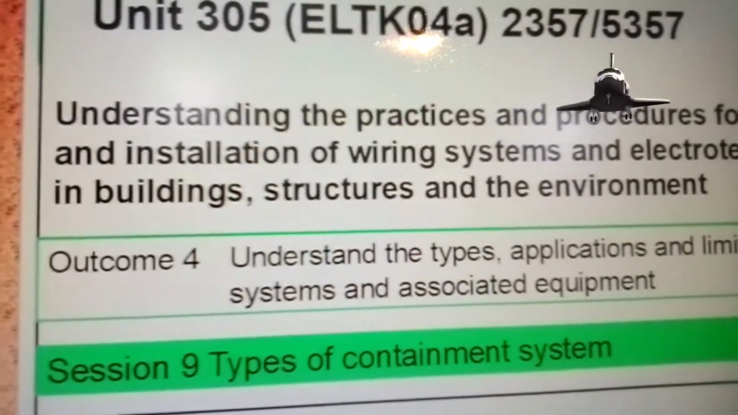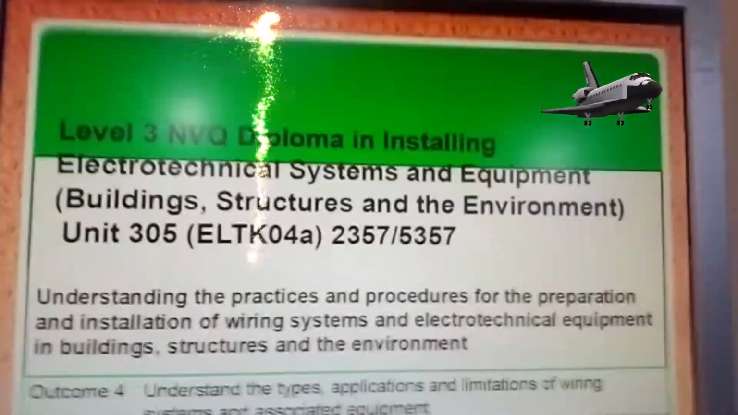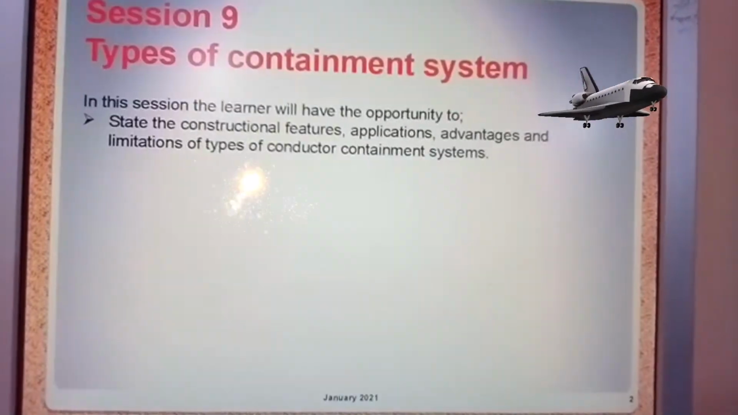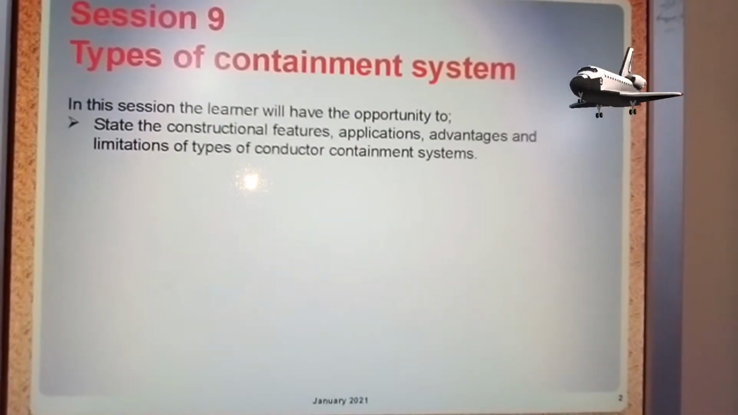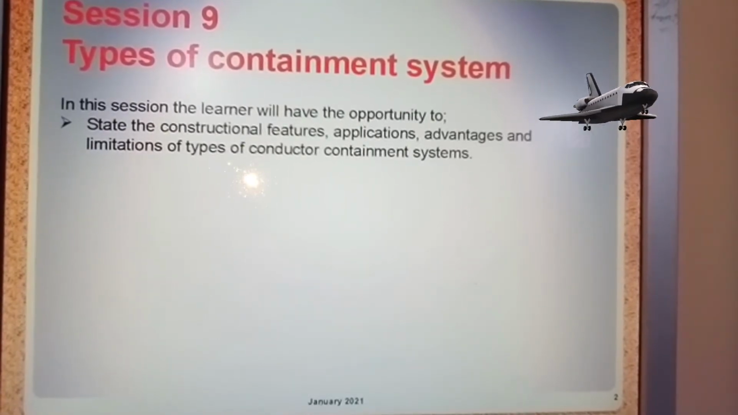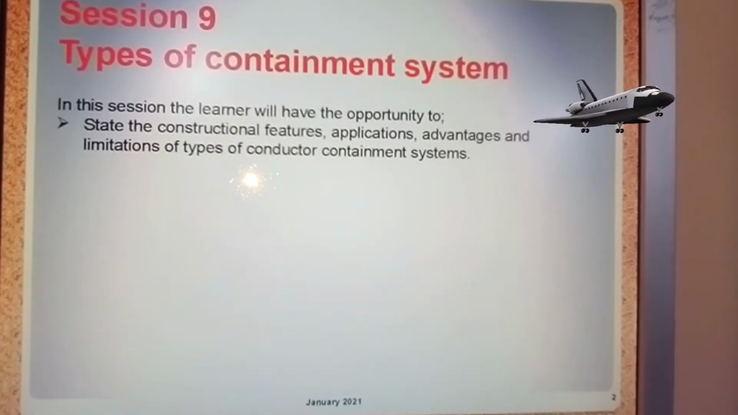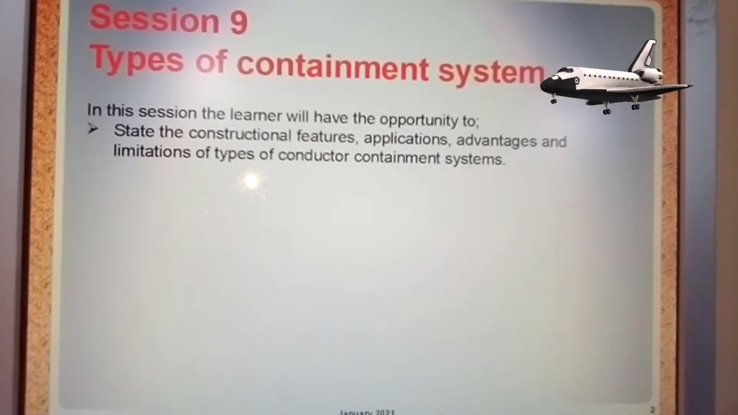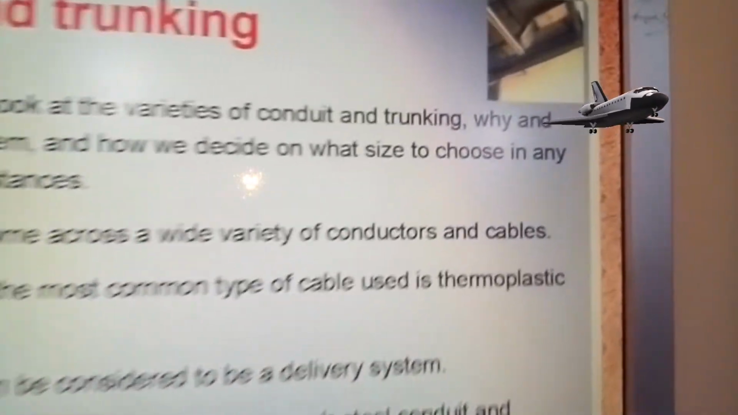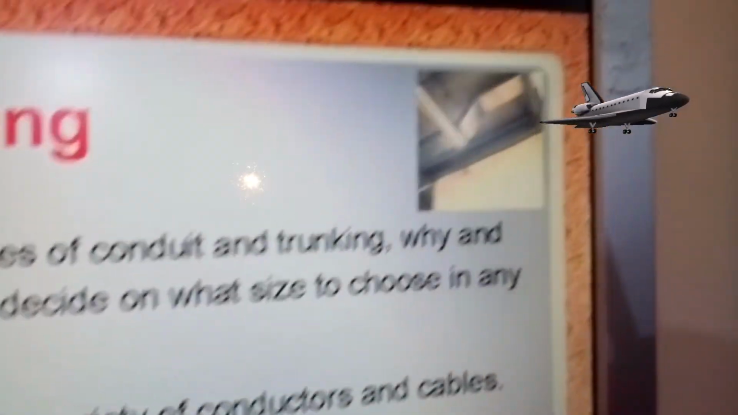Session 9, types of containment. Make sure we can get into view. Now here in this session, the learner will have the opportunity to state the constructional features, applications, advantages, and limitations of types of conductor containment systems. Now I don't need to read this out to you. This is just showing you one type of trunking. I'm just making sure that we can get it in view.